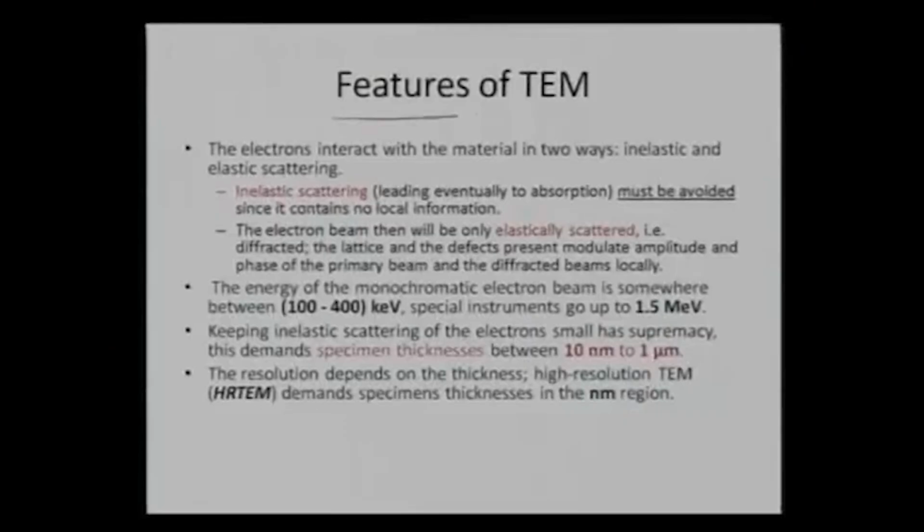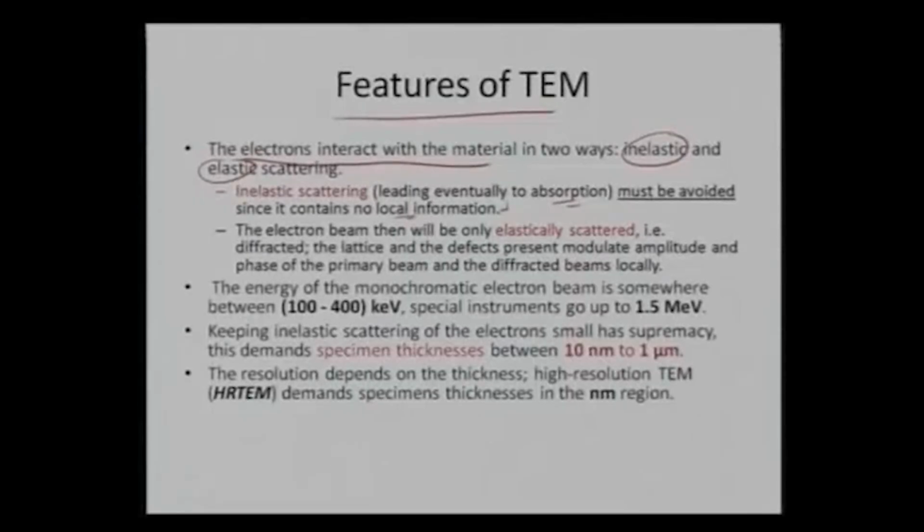So the features of TEM basically involve this: my electrons interact with the material either inelastically or elastically, but I want to avoid the inelastic scattering, because it does not contain information. It is similar to absorption, because I apply a certain electron beam, I know its energy and its features, and if it starts getting scattered inelastically, I don't know what kind of losses it has gone through. After its diffraction with the material, I get some information, but I don't know how it was generated, or what the incident energy of the electrons was. So I always need to avoid what is happening inelastically, because it won't contain any local information.